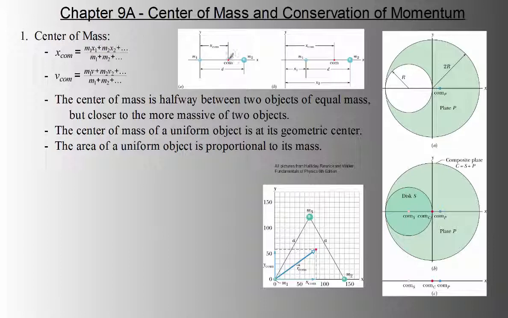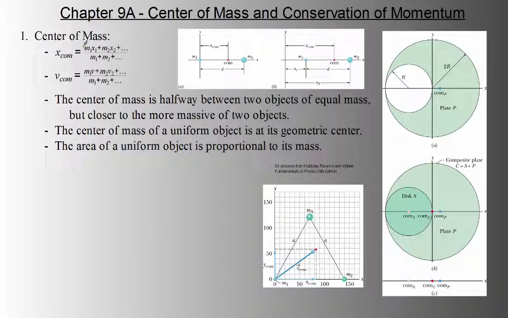So if you wanted to figure out this x-com here, so here's the xy axis. M1 is at 0, 0. M2 is at d, 0. Right? So the center of mass is at what position? So we'll use this equation here.